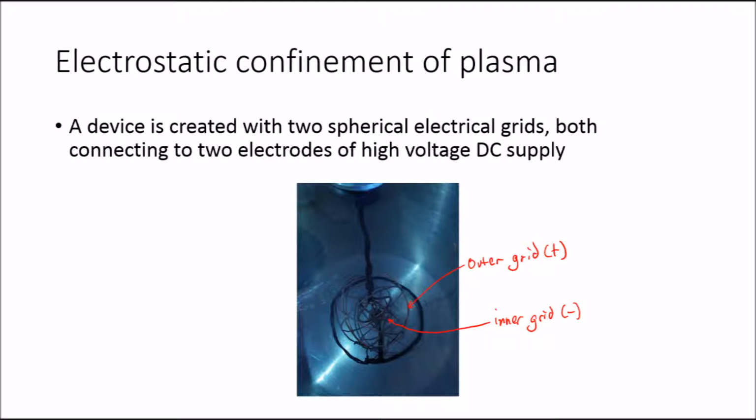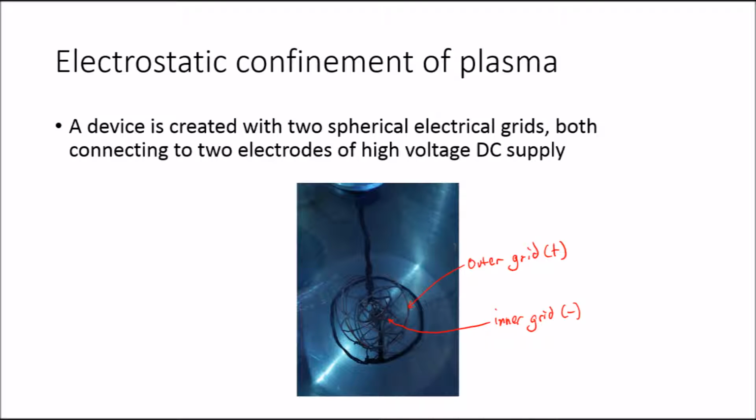The device is created with two electrical grids, both connecting to two electrodes of a high voltage DC supply. The grids are configured in a way where there is one larger outer grid engulfing a smaller inner grid, as you can see in the picture. The inner grid is connected to a cathode, or negatively charged, while the outer grid is connected to positively charged electrodes. HVDC rips the electrons out of the deuterium and tritium atoms, creating an ion that is positively charged.